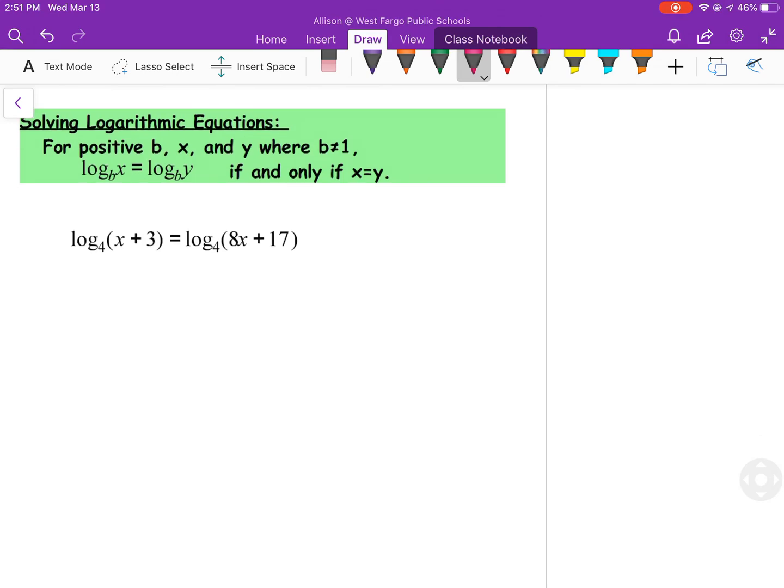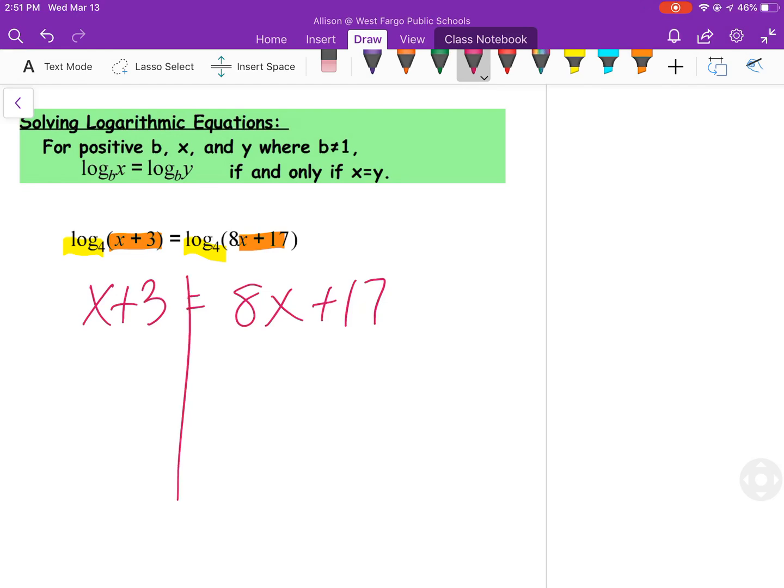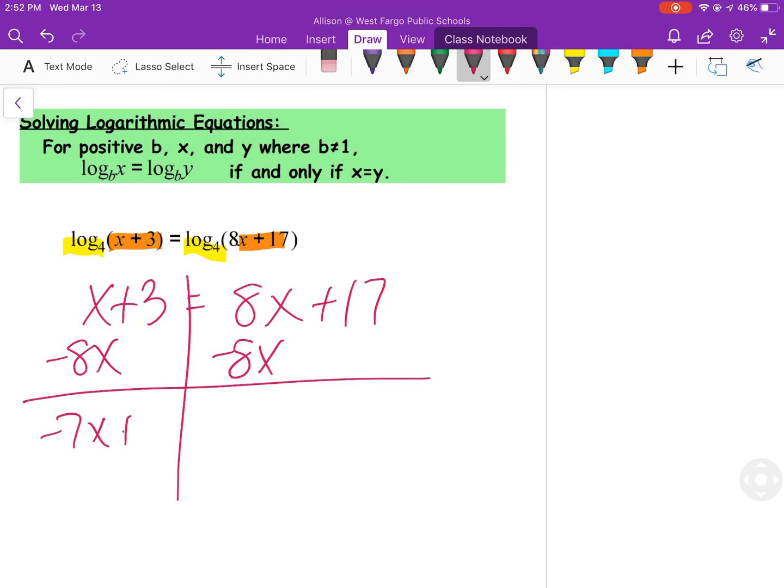If you have a log situation, if the logs are the same, like log base 4 and log base 4, then what's on the inside must be the same. So you would set x plus 3 equal to 8x plus 17 and then solve for that. Just make sure that when you're done, you check for extraneous solutions. I'm going to move my x's to the left, and I'm going to get negative 7x plus 3 equals 17. Subtract 3 from both sides.